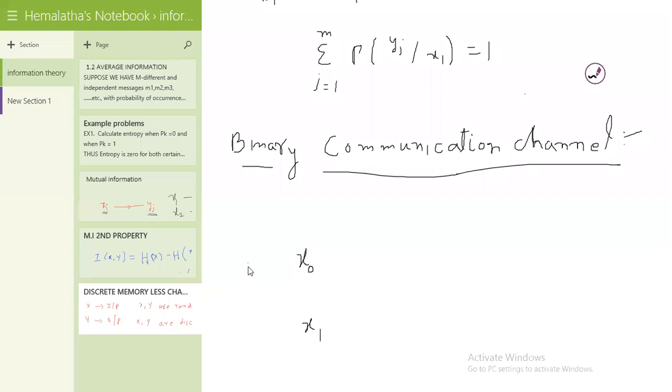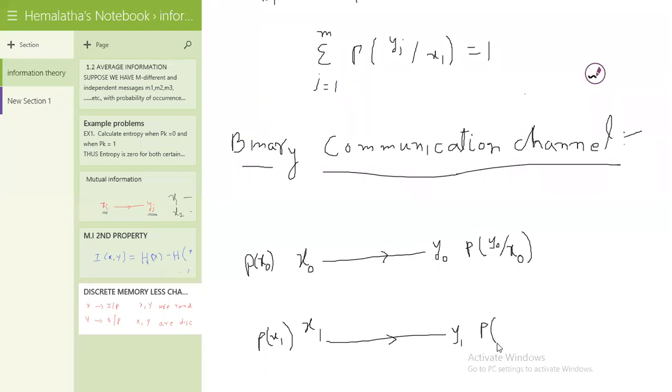So x0 with probability of occurrence is p of x0. For x1, the probability is p of x1. Here we can transmit x0, and the output is y0, with the probability of y0 when x0 is transmitted. We can represent it graphically. Again, x1 is transmitted, the output is y1 with the probability of y1 when x1 is transmitted.